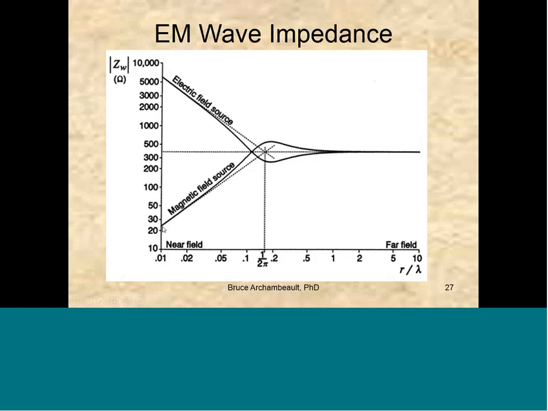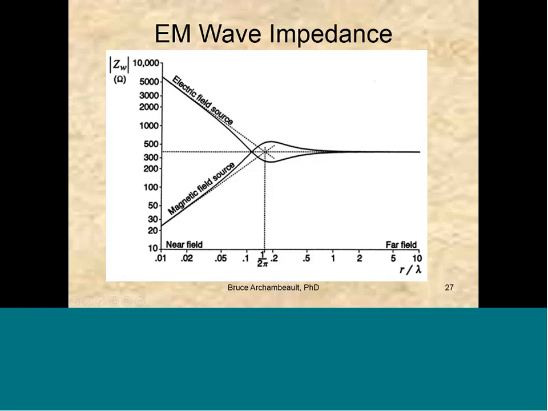If I'm in very close and I have a loop antenna, a magnetic field type antenna, the loop antenna has a very high magnetic field in close, very, very little electric field. And again, as I get further away, I eventually get to the point where I'm at a wavelength and I'm at 377 ohms. And you can see that the impedance goes up and down a little bit in the middle.